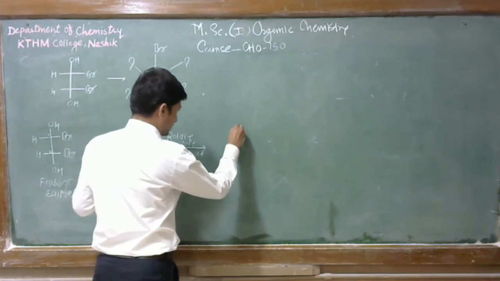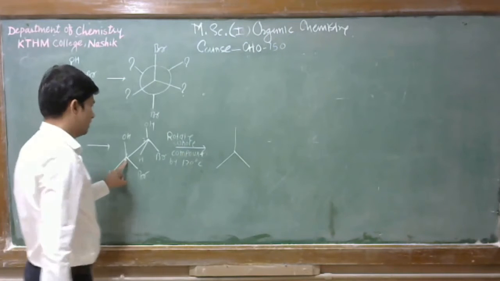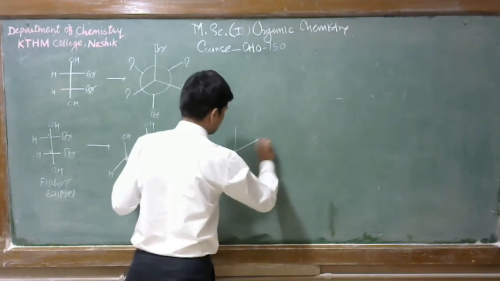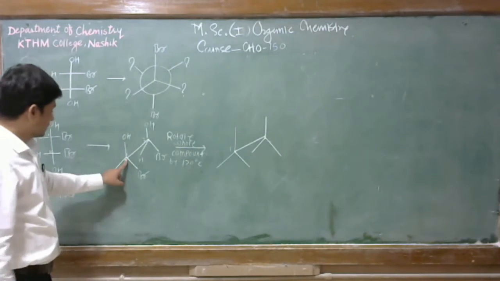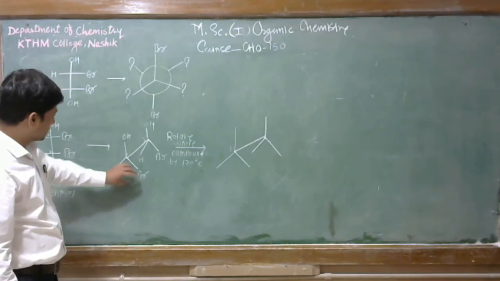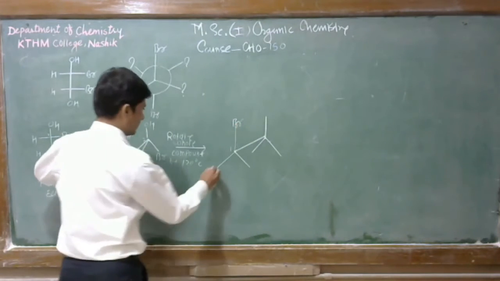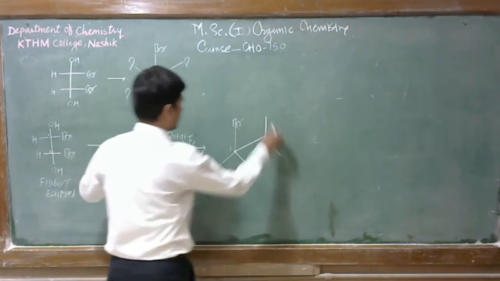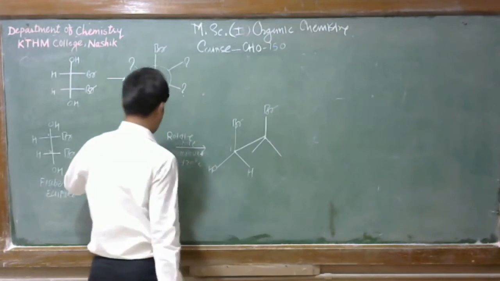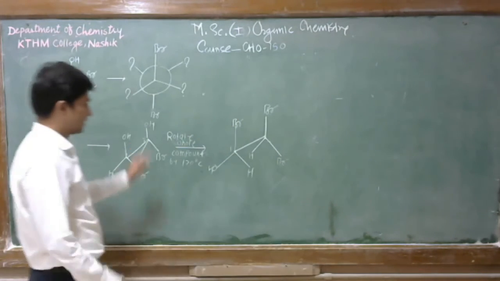See here, then the structure will appear like this. This is the front carbon atom. This is the rear carbon atom. When 120 degree rotation is done, this bromine comes here. So this is bromine here. This is hydrogen here. This is hydrogen here. This is again bromine here. This is hydrogen here, and this is the bromine here.